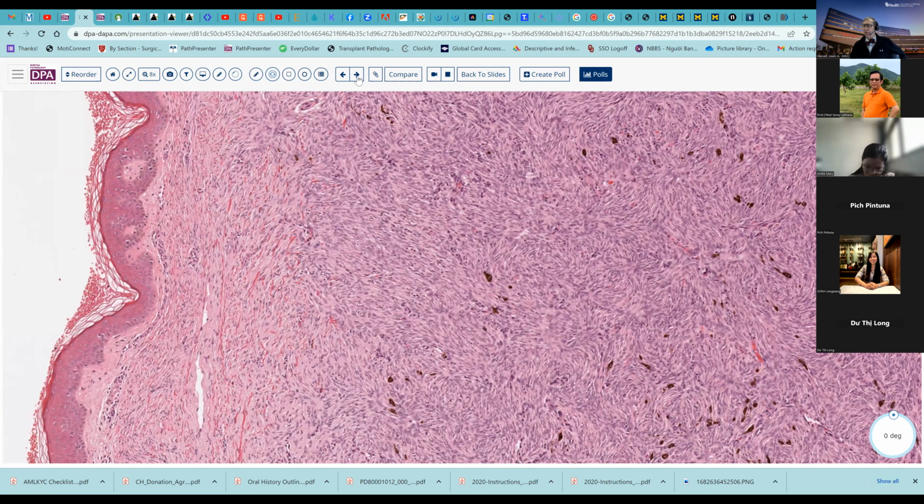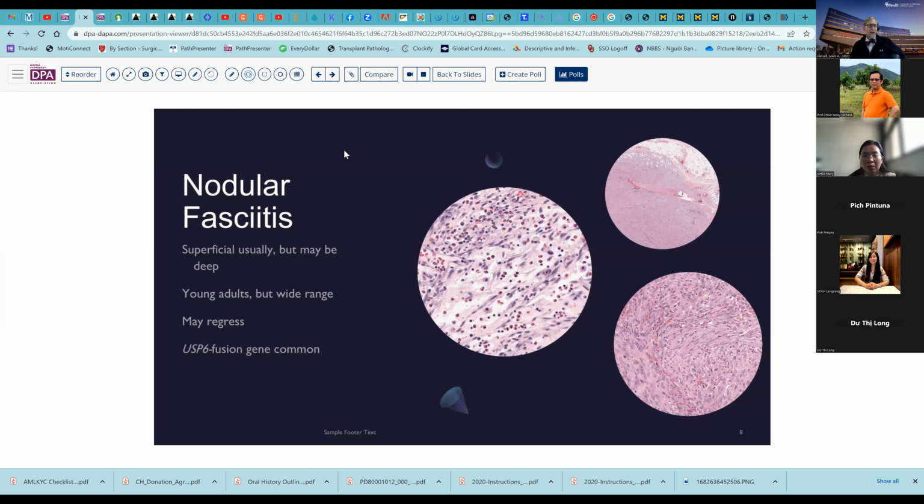All right, so here we go. The next case, nodular fasciitis. So this is an interesting disorder. Again, we have a fusion gene that is involved with this process. This time involving USP6. Again, this is not a unique fusion product because it can also be found in things like aneurysmal bone cyst and potentially some other lesions.